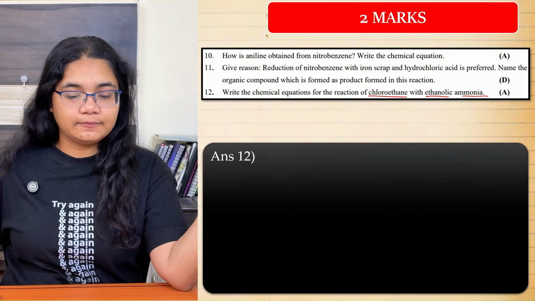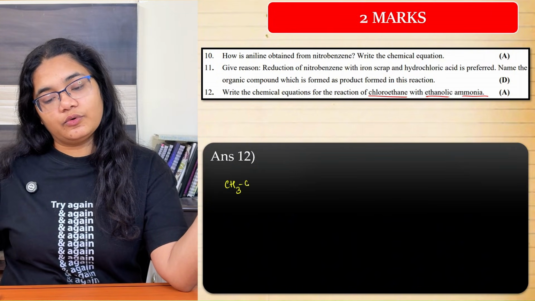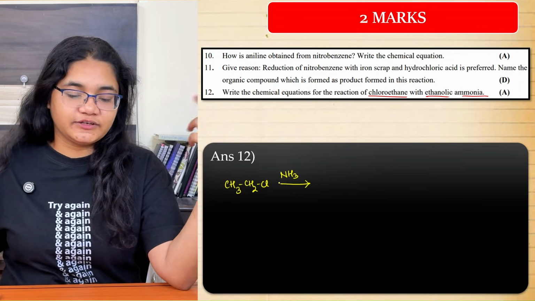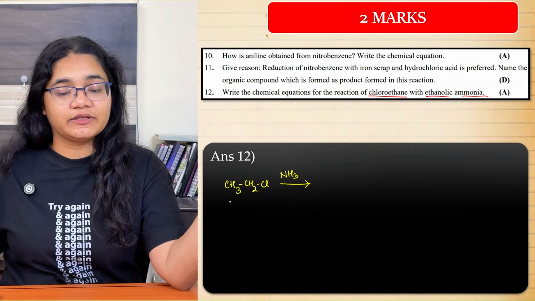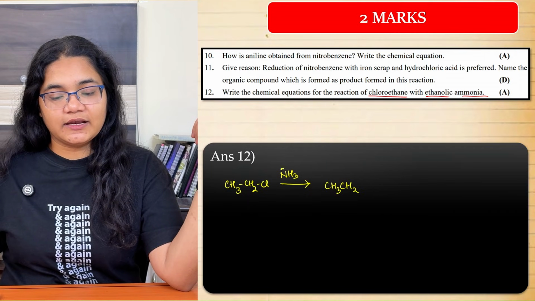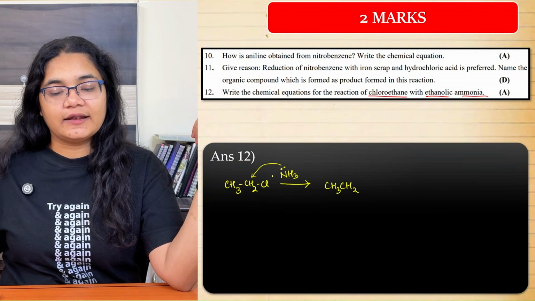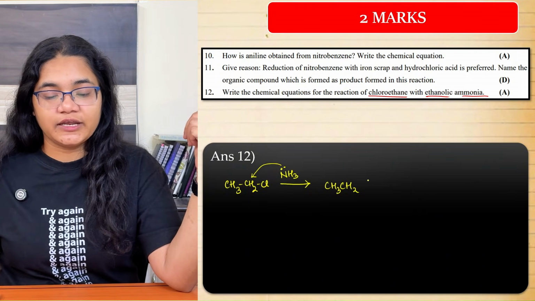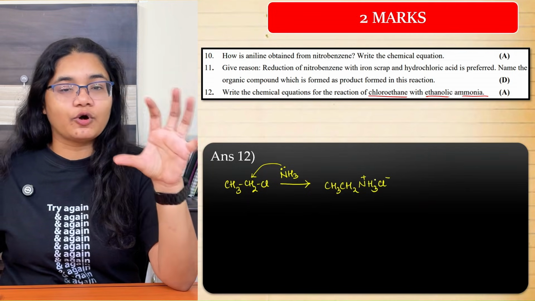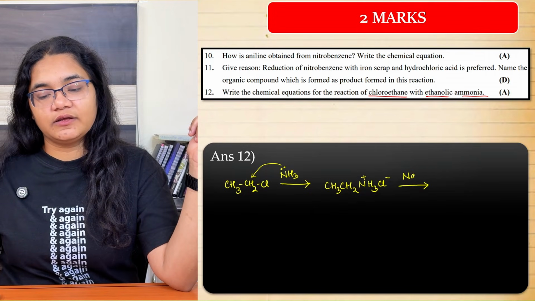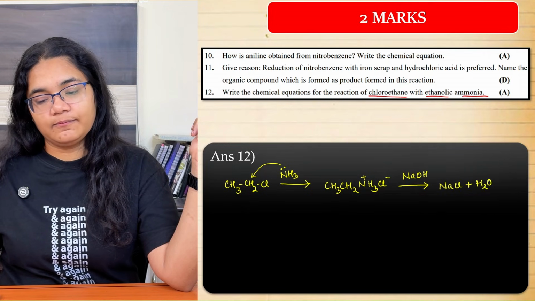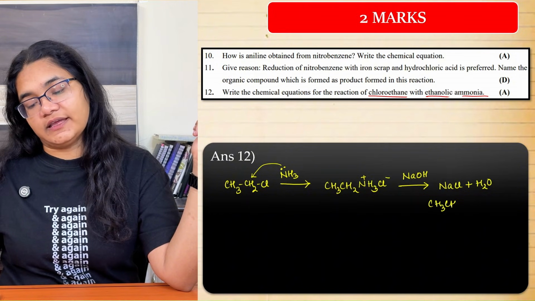Now question number 12 is, write the chemical equation for the reaction of chloroethane with ethanolic ammonia. Okay, so chloroethane with ammonia. Here first what will happen, one of the hydrogens will be replaced with the alkyl group. So what I will get, CH3 CH2. Basically this nitrogen attacks on this one, and then a salt-type compound is formed. So CH3 CH2 NH3+ and Cl-, a salt like this is formed, and then when you treat this with NaOH, you will get NaCl plus water, and then you will get CH3 CH2 NH2.